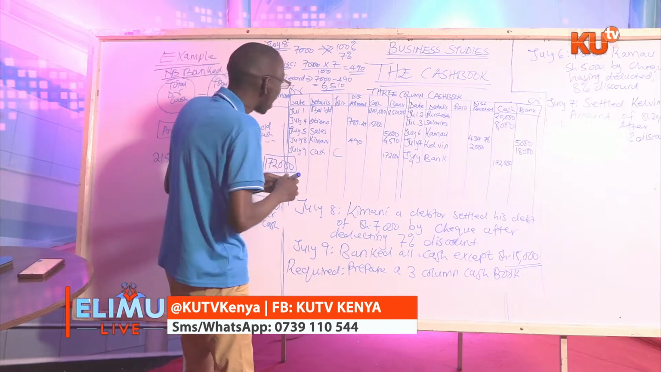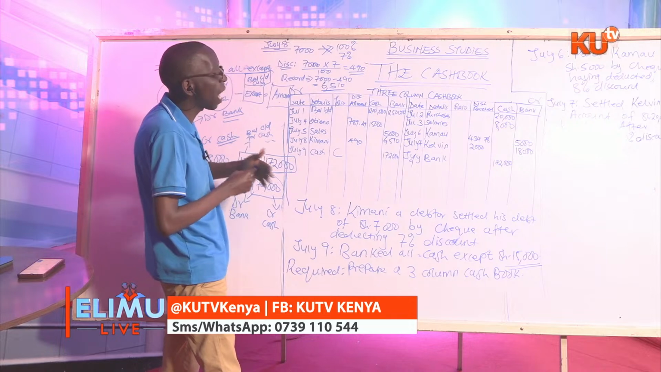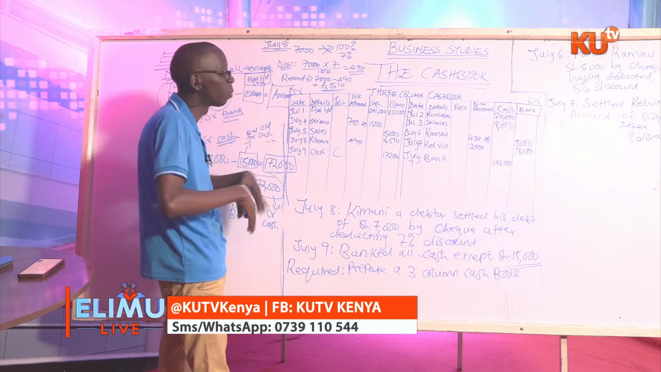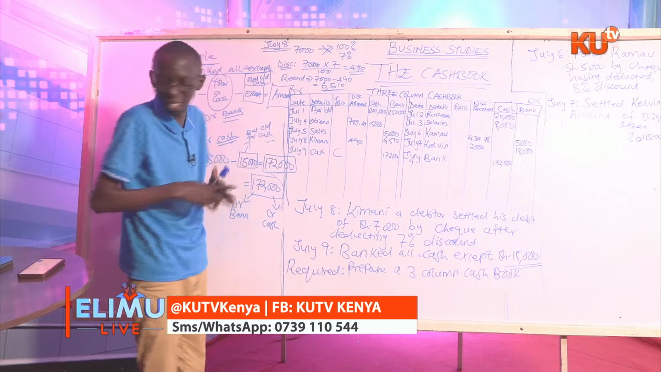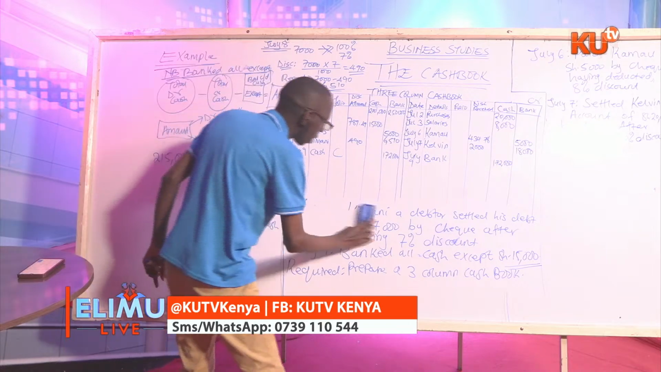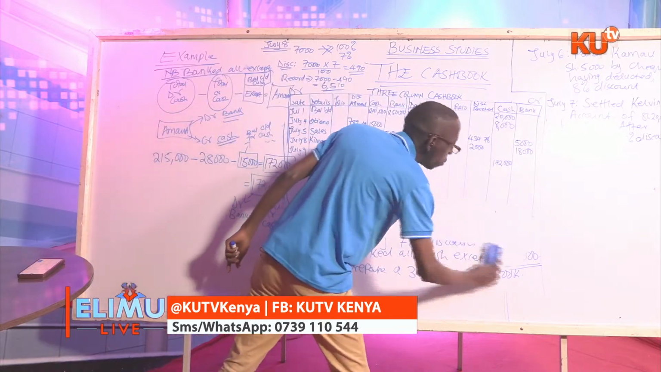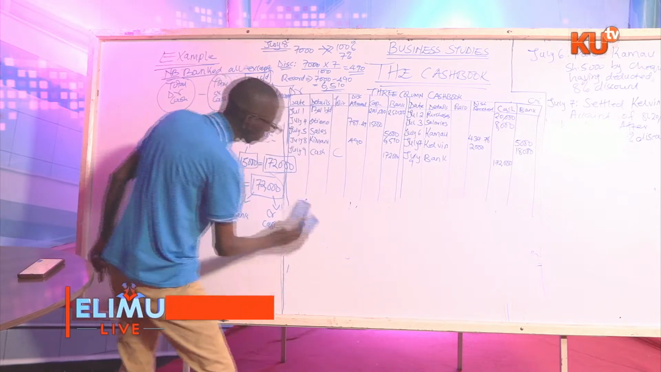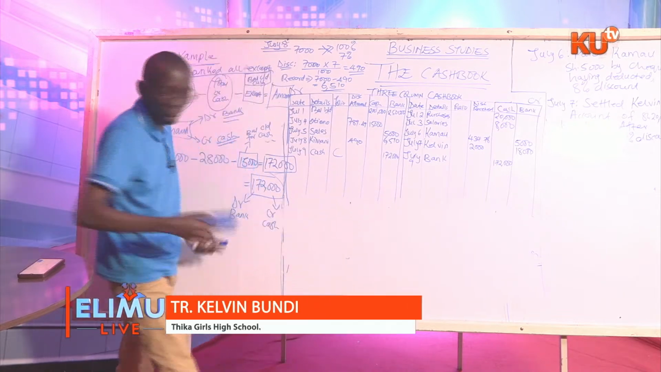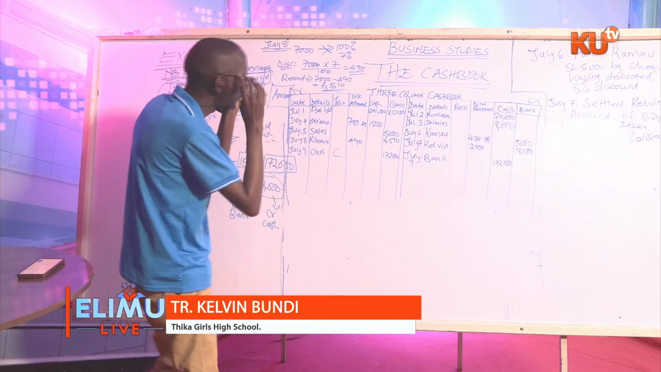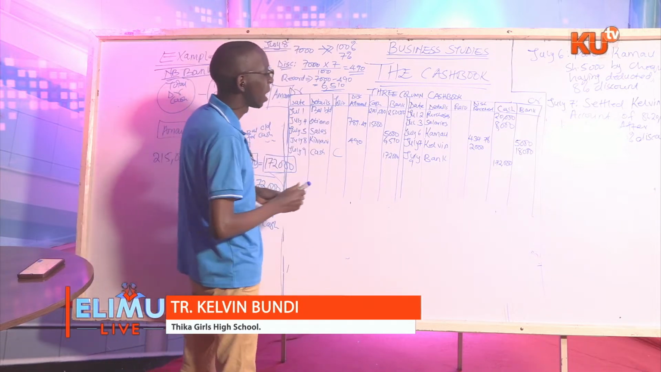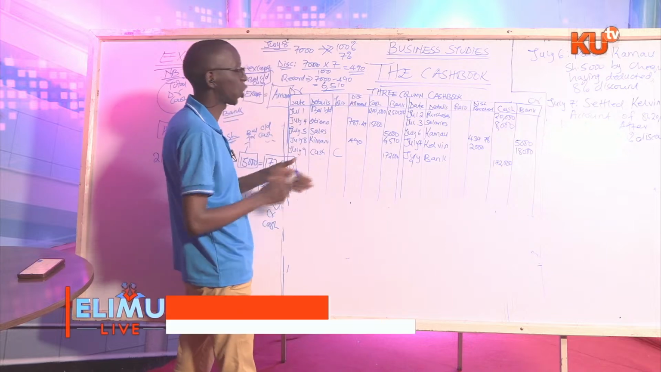Therefore, we are now going to balance our 3-column cash book as we conclude. Balancing is the last thing that we do. You must make sure that your cash book is always balanced. How do we balance our transactions? Let us balance our cash.